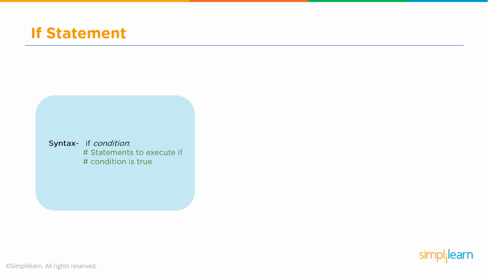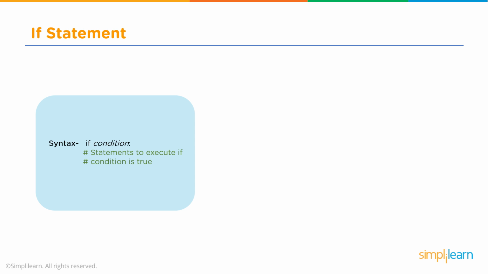Here's the syntax for if. You have the keyword if followed by the condition and then the colon. On the next line you can put in your statements which will be executed if this condition results in true. All these statements are indented slightly towards the right. This indicates that these statements are within the if block.